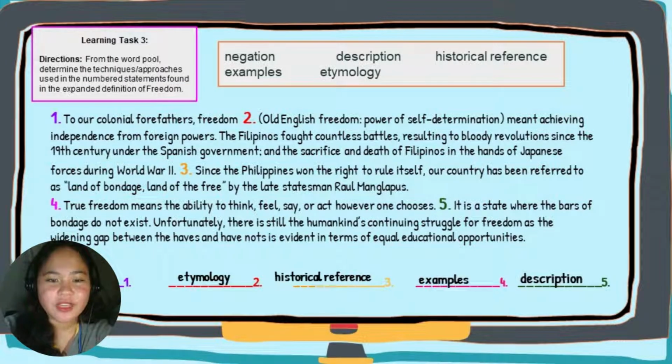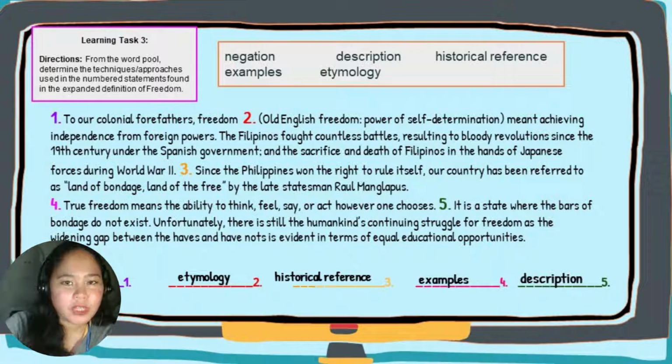Okay, class. So these words in the box: negation, examples, description, historical reference, the etymology. These are the techniques or approaches used in creating an expanded definition. Okay, so let's have the number 1. You can state your answer or choose your answer from the words here in this box.